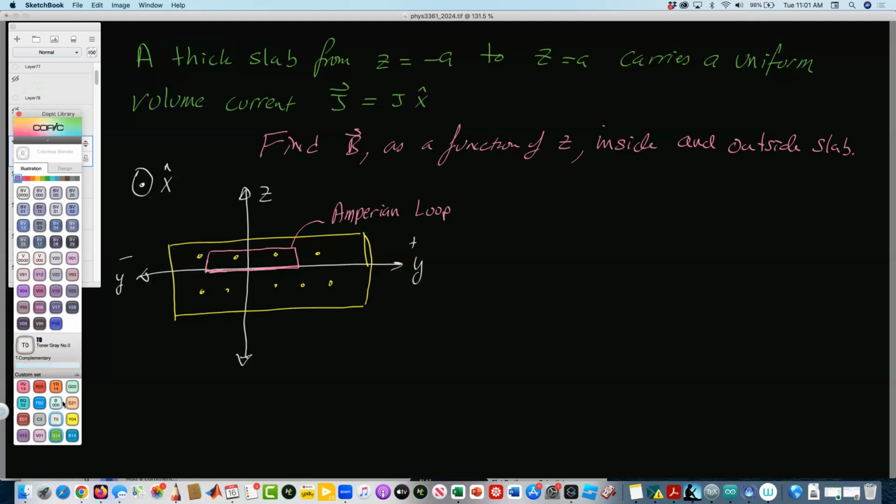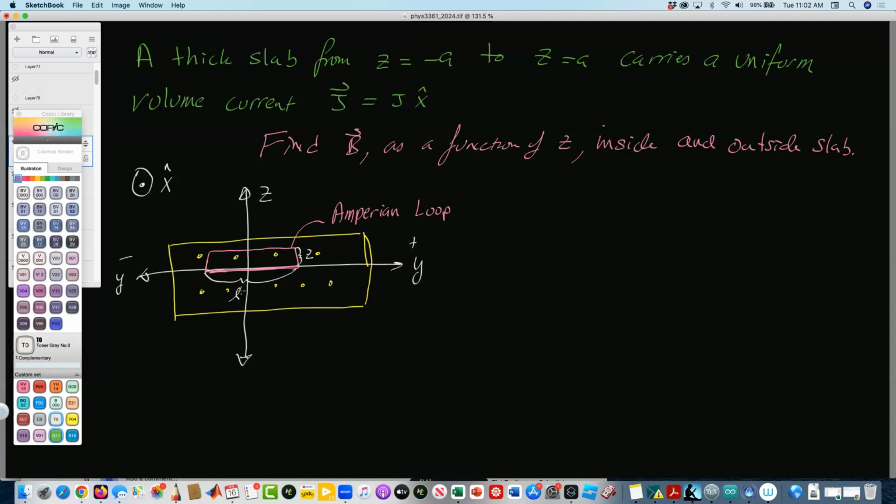Okay, so this is going to be a distance z, because we want this as a function of z, and we'll make this L long. Little l. Okay, so now we've got to just think it through.